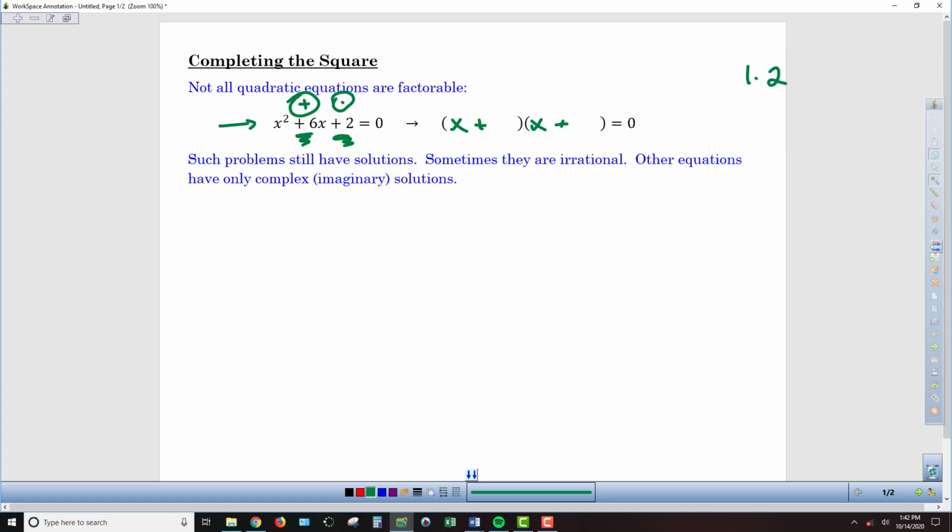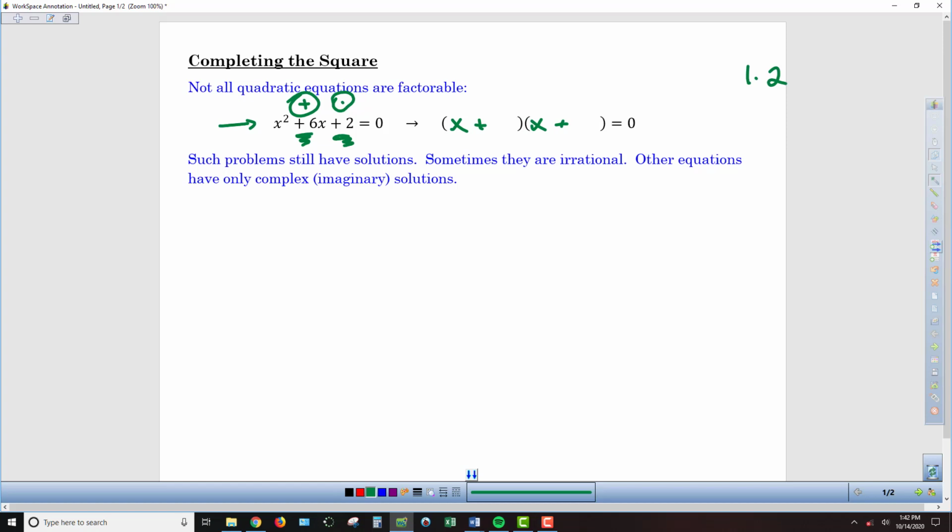But we also can't solve using square roots because I have an x term in the problem. I'm not going to be able to isolate the x squared and then take the square root of both sides, because then I would still have an x over on the right hand side of the problem. So I'm going to need some alternative way of solving this question.